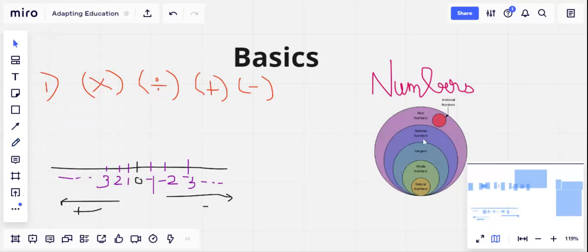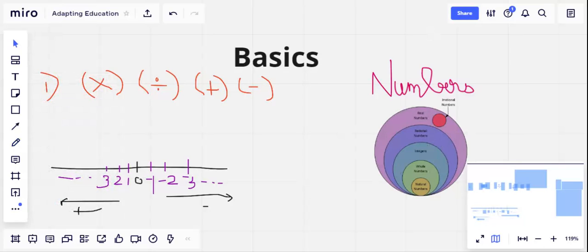Then we move to rational numbers. So what are rational numbers? Rational numbers are basically the numbers which can be expressed as a fraction p by q, where p and q are two integers. But the rule over here is that we have a numerator p and a non-zero denominator q. So q should not be zero, the numerator can be.